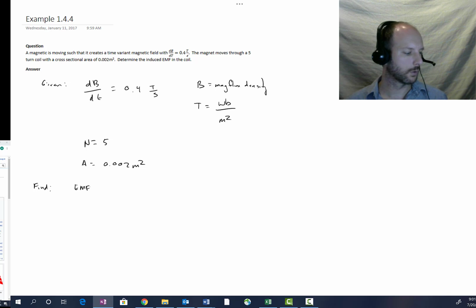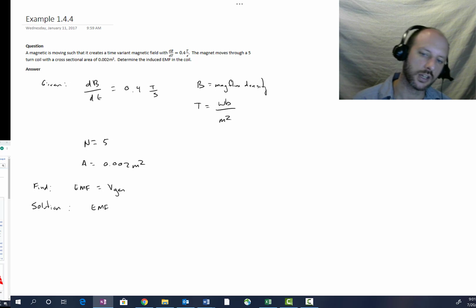So the equation we're going to use is Faraday's law of induction, which tells us the voltage induced in a circuit via a time-variant magnetic field. We call that an EMF. So it's just a generated voltage that will appear in a coil of wire if it's exposed to a time-changing magnetic field. So we want to find what that EMF is.